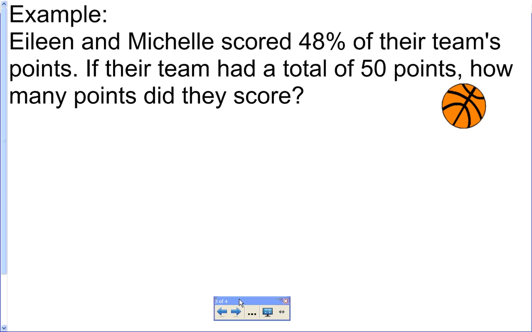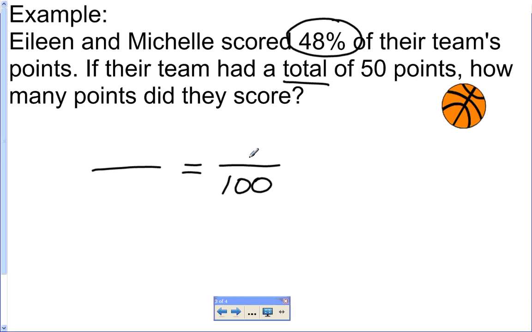Eileen and Michelle scored 48% of their team's points. If their team had a total of 50 points, how many points did they score? Again, here's that key word total. But let's first get rid of the percent part. 48%, I know that goes in the percent spot. So now I have to figure out if 50 is the whole or it's part of it. Well, hopefully you're saying that's the whole. That's how many points the whole team scored. We want to find out what part Eileen and Michelle scored. So 50 is our whole. The part that Eileen and Michelle scored is what we're trying to figure out.